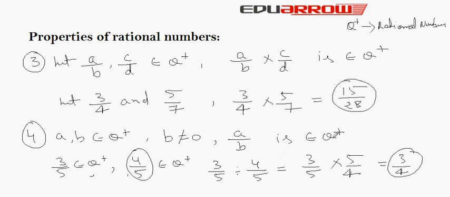Now guys, don't get confused, this Q plus represents the rational numbers. So these are the four properties of rational numbers.